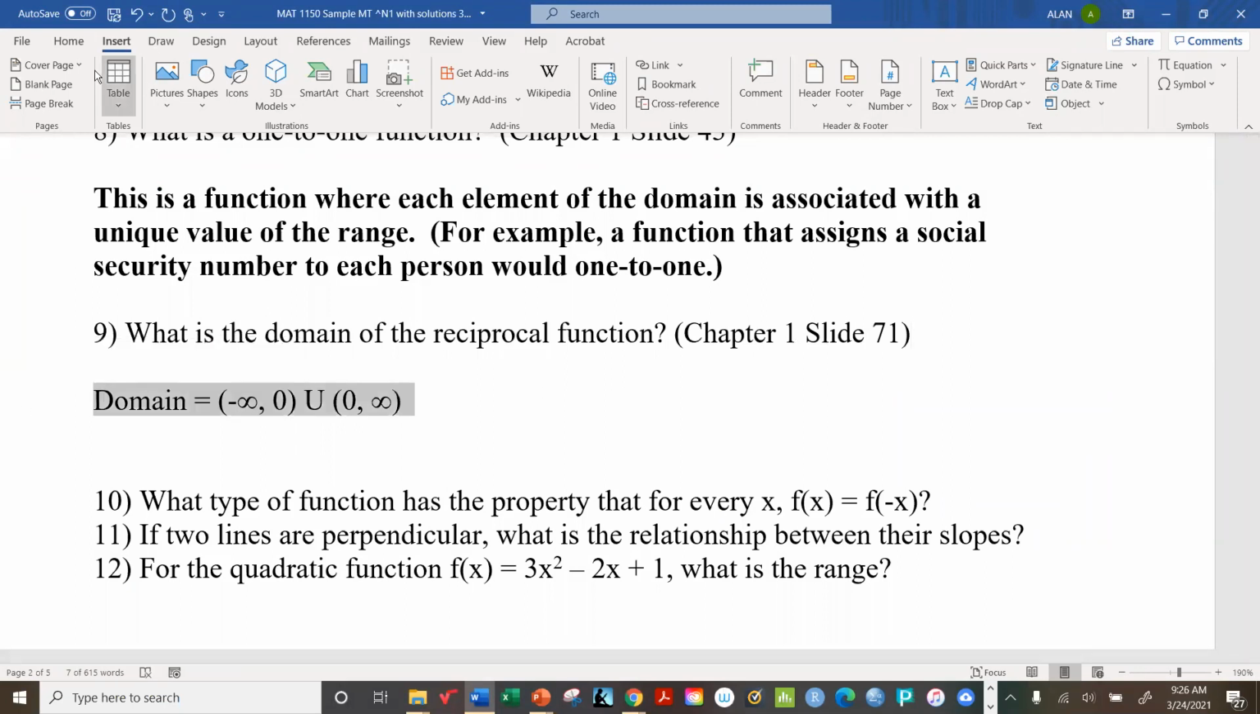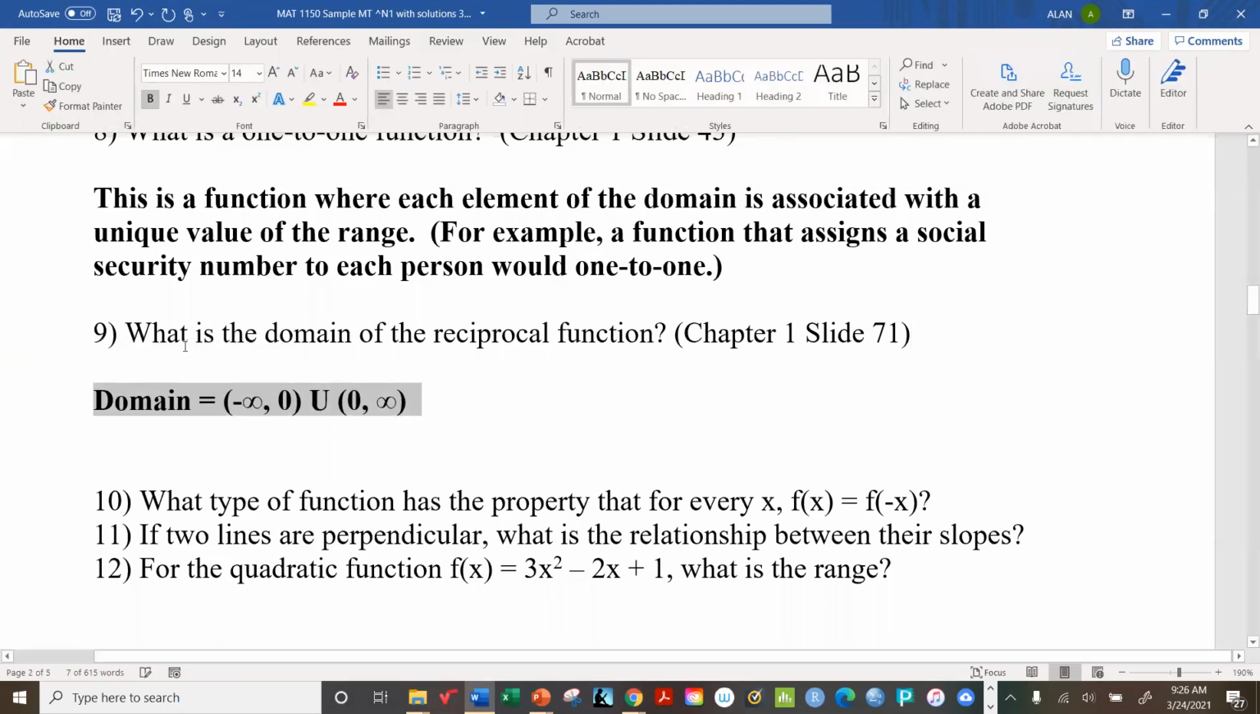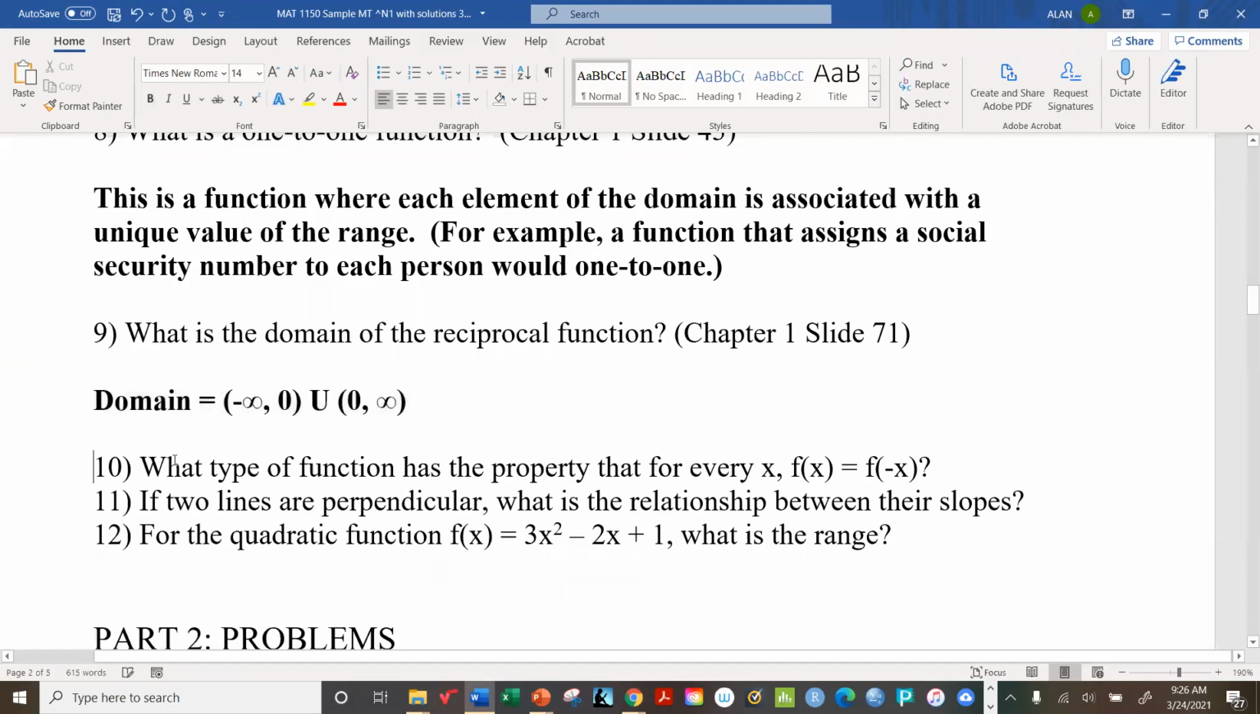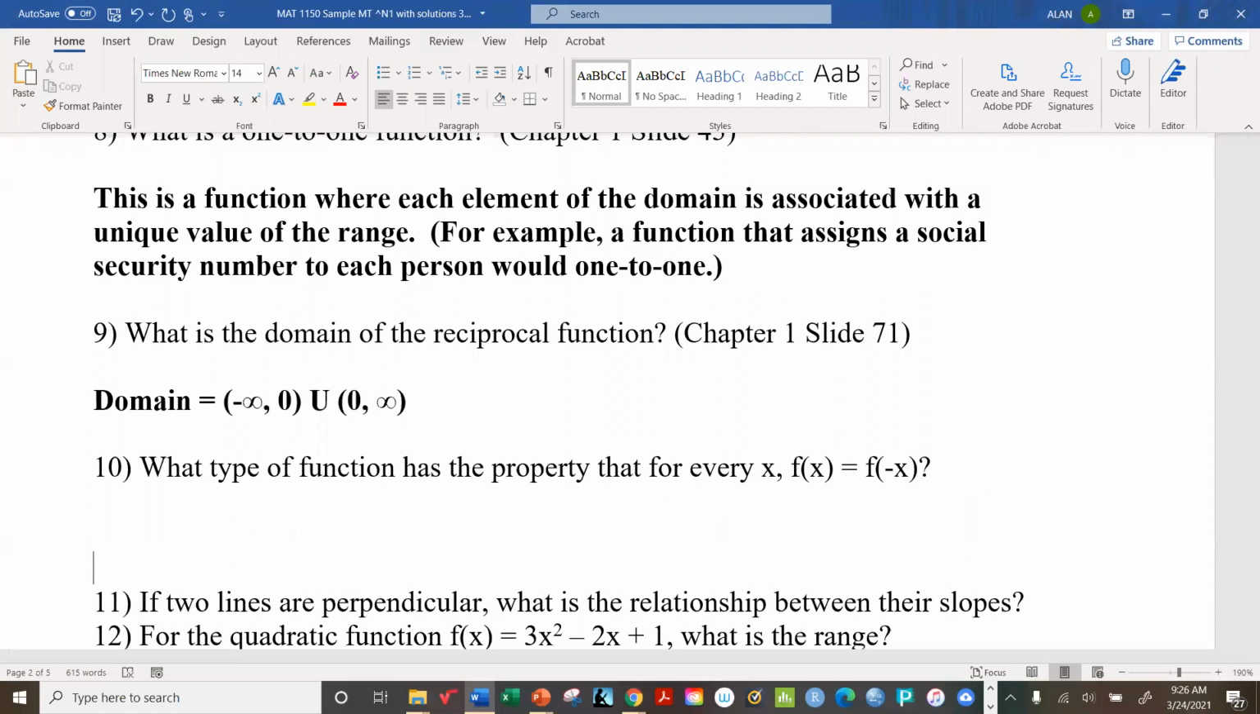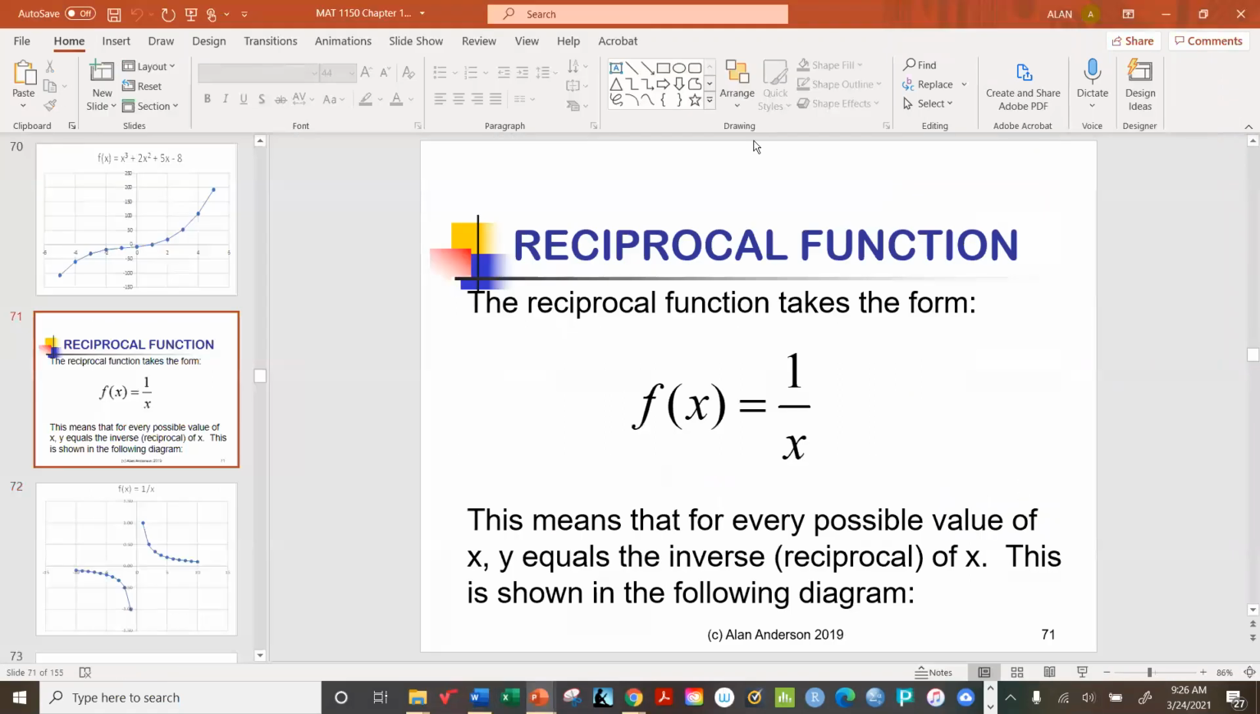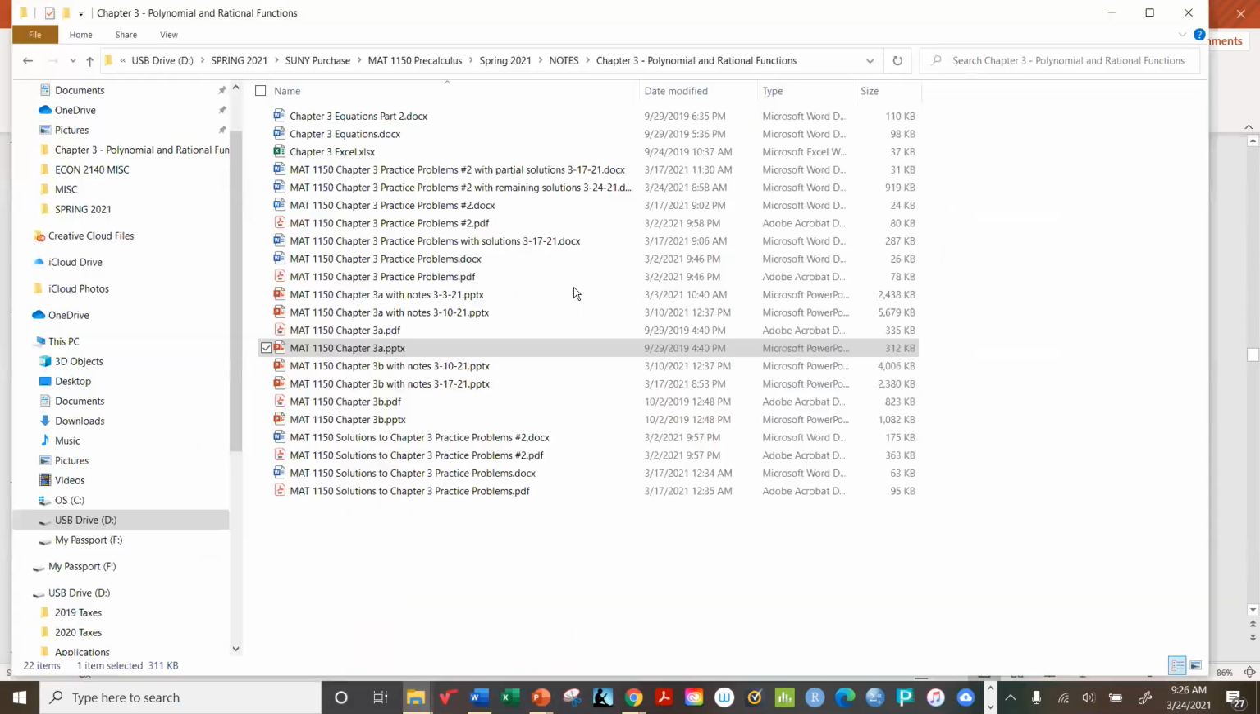Okay, now, here we go. What type of function has the property that for every x, f of x equals f of negative x? Okay, so for that one, we're going to go back. Probably this is chapter 1 territory. No. All right, maybe it's chapter 2. It's either an even or an odd function. I'll give you a hint right there.